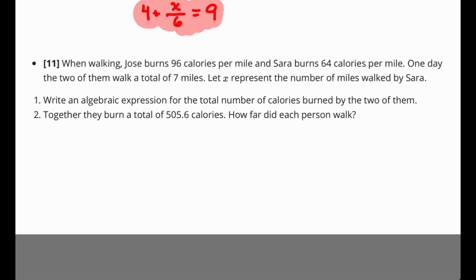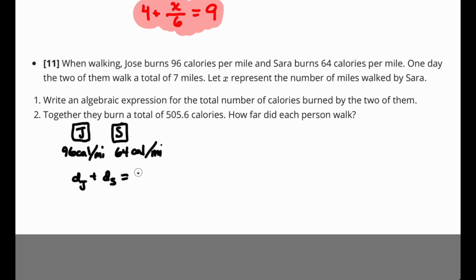First thing I'm going to do is write all the givens. I'm going to do that in black. So it says Jose and Sarah. Okay, Jose, it's 96 calories per mile. Sarah, 64 calories per mile. Okay, they both walked a total of 7 miles, so that means that the distance of Jose plus the distance of Sarah is going to be equal to 7 miles.